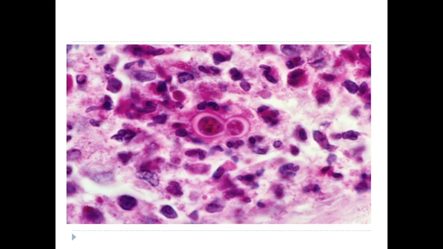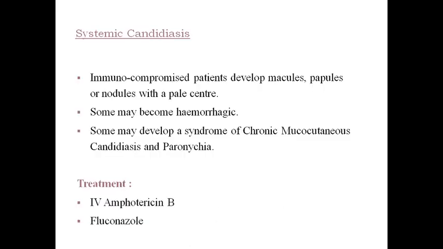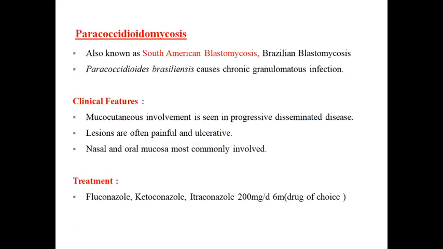fungal cells. Then systemic candidiasis. Immunocompromised patients develop macules, papules, nodules with pale center. Sometimes they may become hemorrhagic. Some may develop a syndrome of chronic mucocutaneous candidiasis and paronychia. And the treatment is again fluconazole, or in severely ill patients, IV amphotericin B can be given.